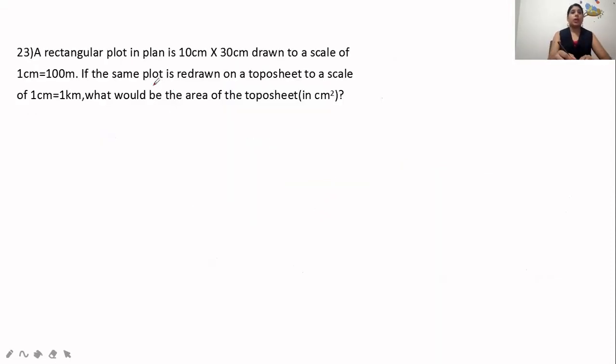Next one: a rectangular plot in plan is 10 centimeter by 30 centimeter. Now here the area is given. Instead of map distance, it is given the area. Map area is given of plan, because this is a map area drawn to a scale of 1 centimeter is to 100 meter. So what is the RF there?